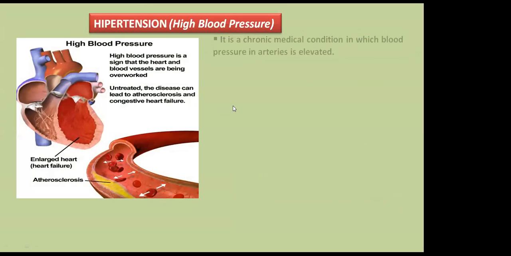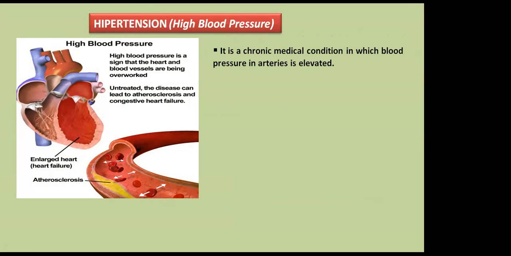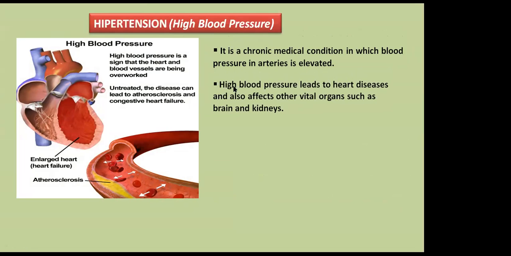So the first disorder related to the heart or circulatory system is hypertension. Hypertension is nothing but high blood pressure. This is a chronic medical condition. Chronic means prolonged. Hypertension is a chronic medical condition in which blood pressure in arteries is elevated. Elevated means increased. If the arterial blood pressure increases above the normal level, that is called hypertension, or in usual terms we call it high blood pressure.